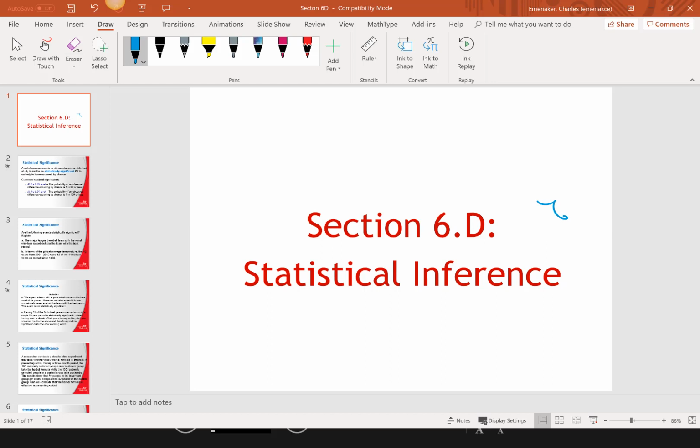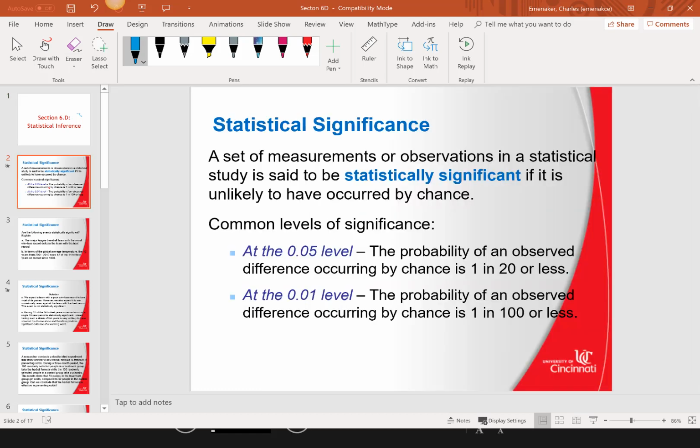So realize that as we go through this stuff and we start talking about statistical inference, it's just inferring. You're looking at something and assuming something based on what you see. Things aren't always what they appear. Okay? So keep that in mind.